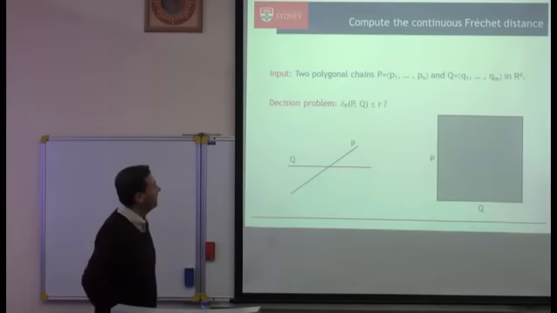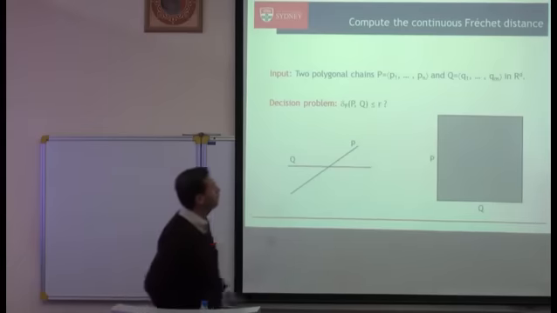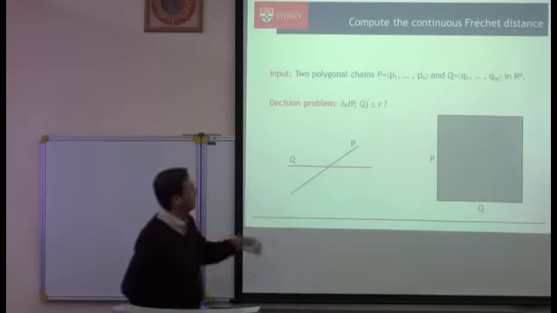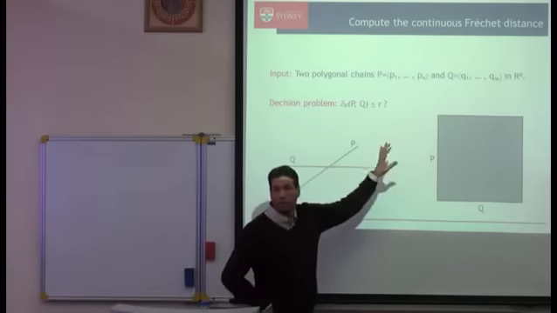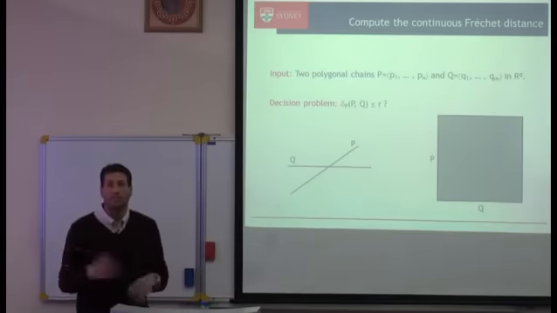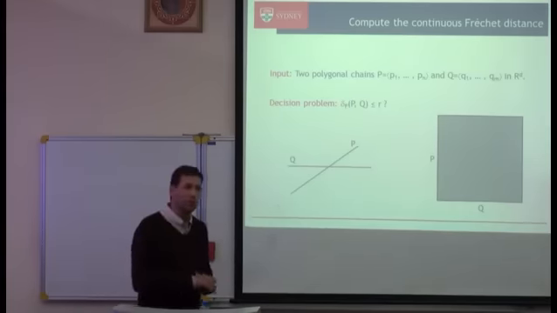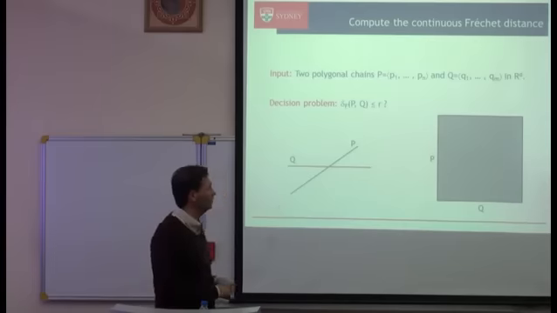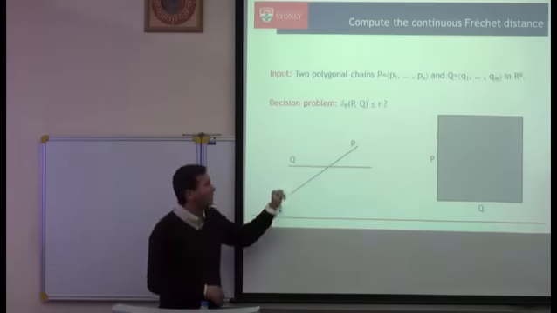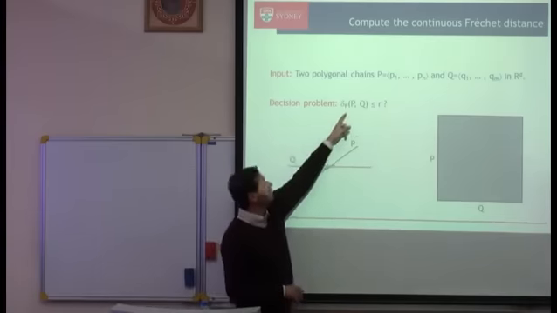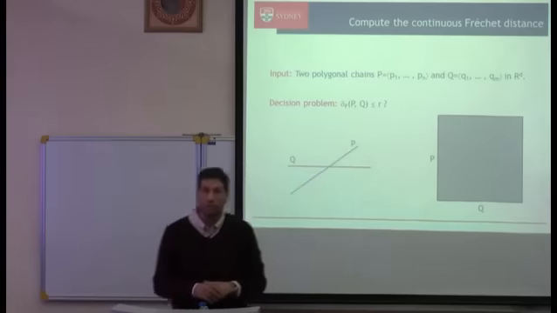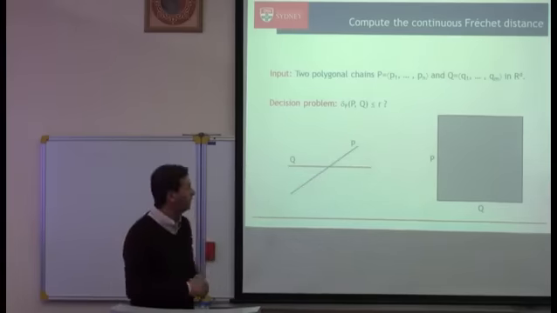So we get two polygonal chains or polygonal curves, P that has n points and Q that has m points. They can actually be in any dimension. It doesn't really matter that they're in two dimensions. We won't use the fact that this is in a low dimensional case. And I'm going to look at the decision problem. So I'm only going to look at: is the Fréchet distance between P and Q smaller than or equal to R? Okay.